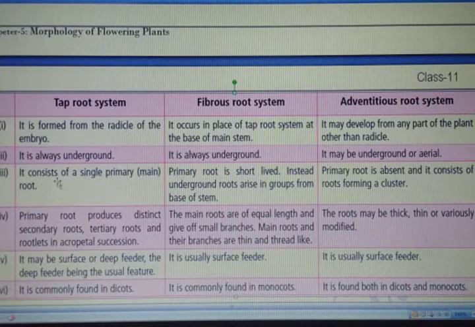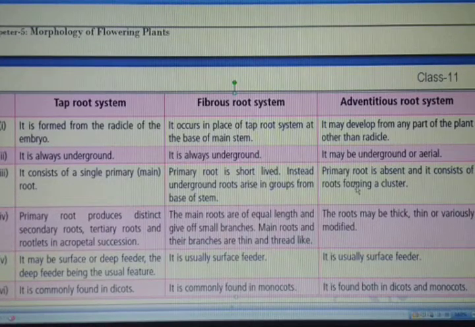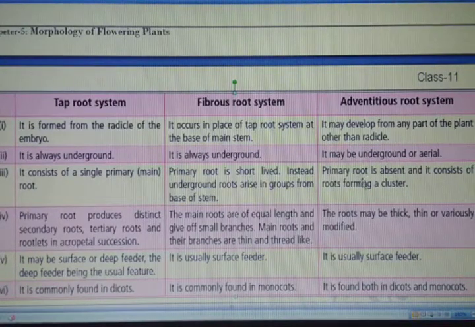Then in case of taproot, the third point over here, it consists of a single primary or main root. Whereas in case of fibrous root, what happens? The primary root, as we discussed earlier in the taproot system, or the main root, is short-lived. After that it dies, and many roots develop from the base of the stem. And in case of the adventitious root, what happens? The primary root is totally absent because this has not developed from the radicle. And this consists of a cluster of roots over here. Consists of roots forming a cluster. Means what? A group of roots are there. And this is best seen in case of the grasses, the lawn grass.